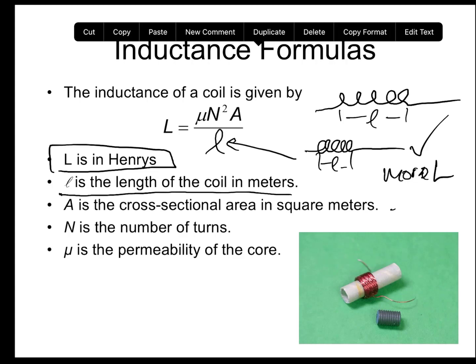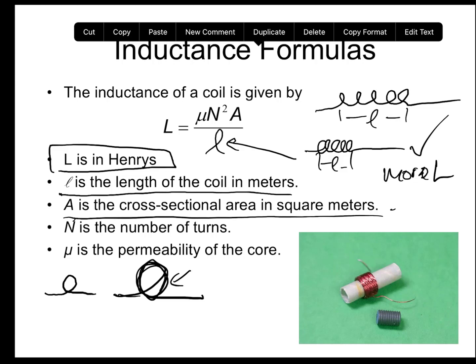So that's coming from this component right here. A is the cross-sectional area. So if you're looking down at the top of the coil, that would be an example of a cross-sectional area compared to this. And you can see that here, with a much larger cross-sectional area, every turn of the coil is going to have more effect because there's more parallel surfaces to create an increased magnetic field here. So we have a direct relationship with the area.